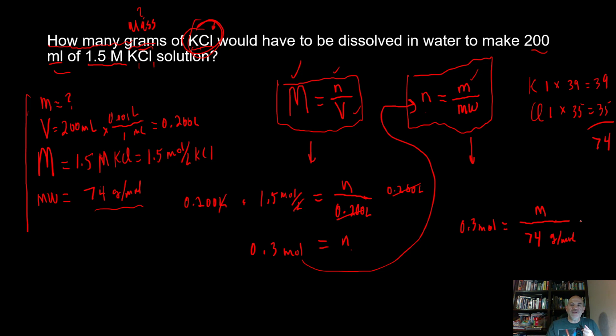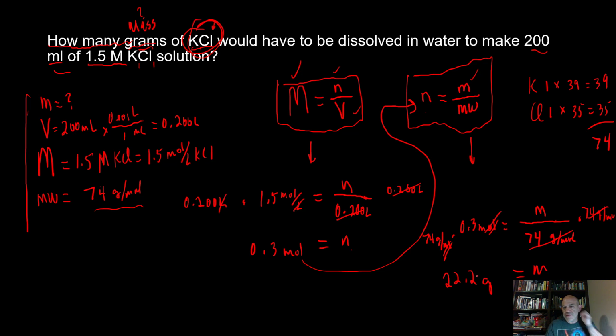Okay. So I've got to cancel out 74, move it to the other side. So I'm going to move 74 grams per mole. That's going to cancel, and I have to multiply the other side by 74 grams per mole. And this would give me my mass. The moles cancel and gives me grams. And 74 times 0.3 is going to equal 22.2 grams.